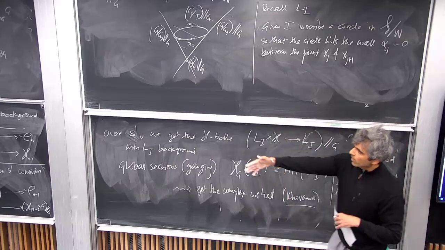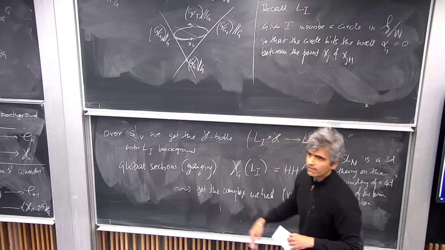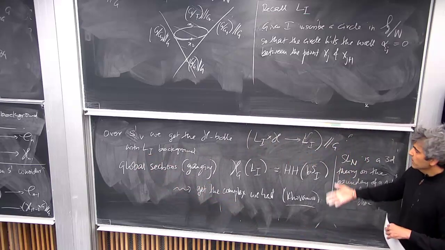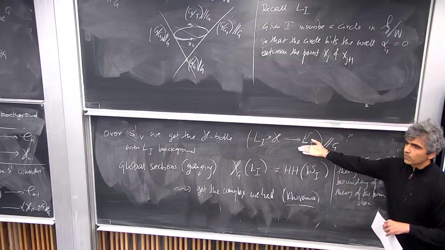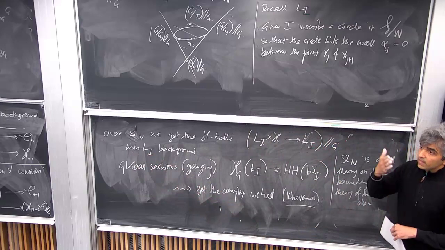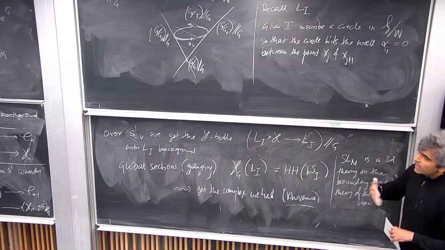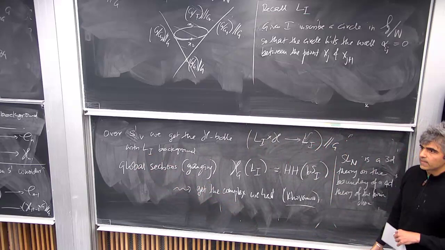So remember, all I've done is agnostic with respect to n. So I could set n to be 4, construct this theory for n equals 4, and then you get a 3D theory on the boundary of it. That's the kind of theory, that's the twisted theory.